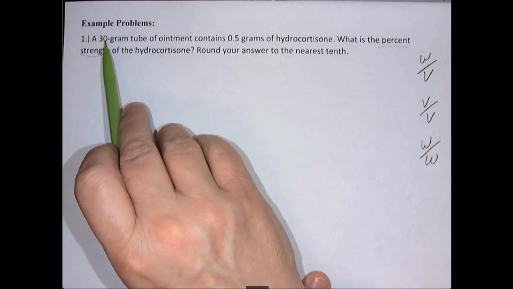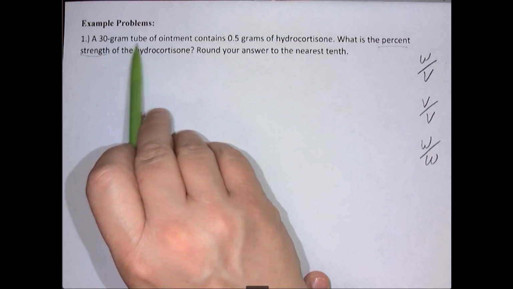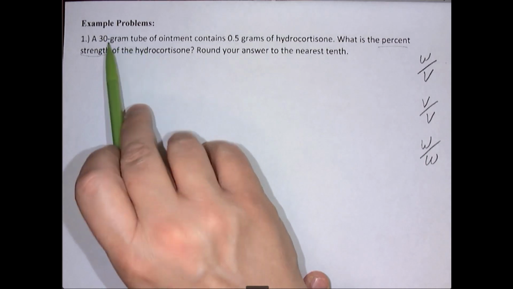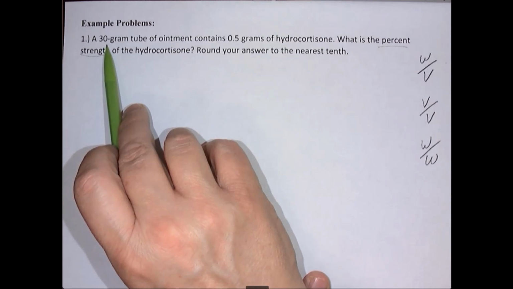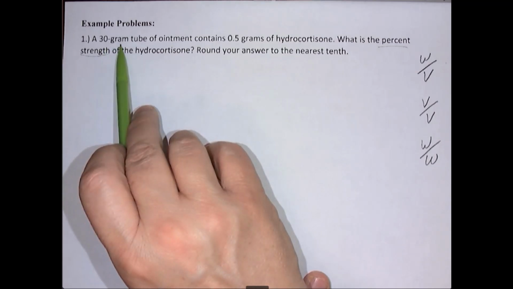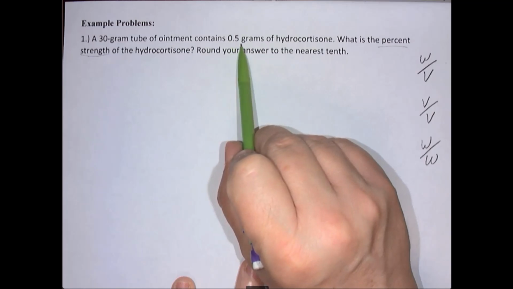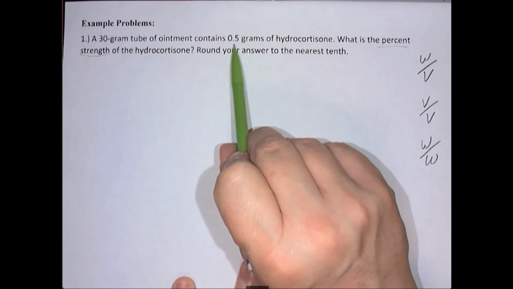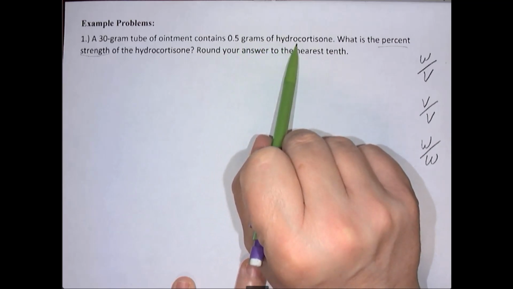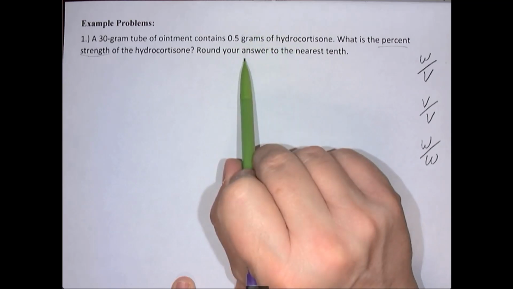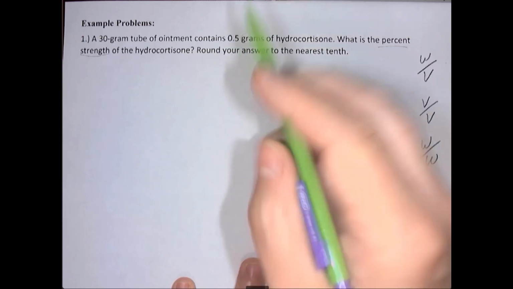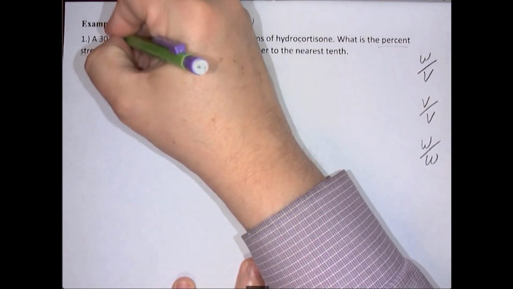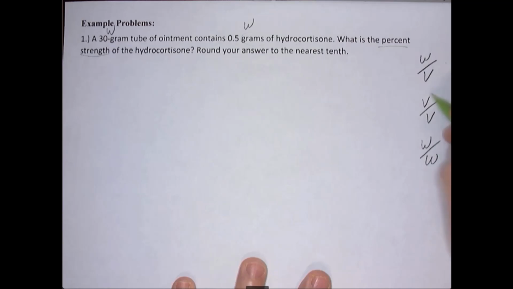So notice it mentions a 30-gram tube. The quantity in the tube is described as being 30 grams, so that's a weight. Then the constituent or the active ingredient is 0.5 grams of hydrocortisone. Also, it's quantified as a weight in grams. So this is a weight, this is a weight. So it becomes obvious it's going to be a weight to weight concentration.